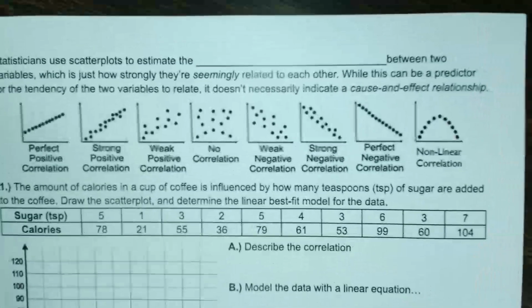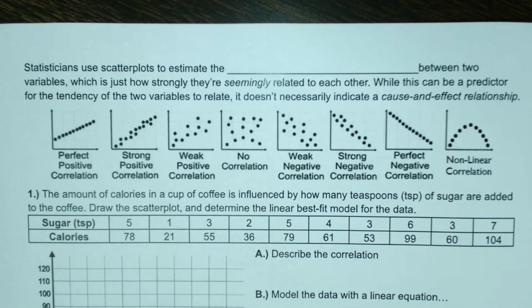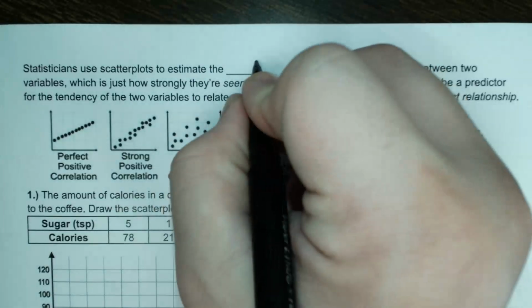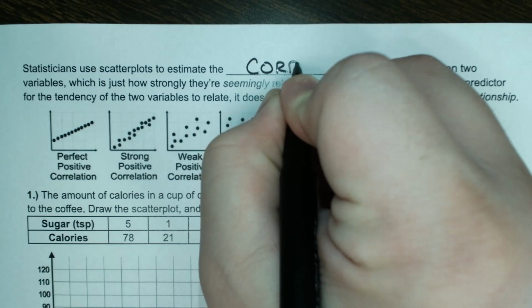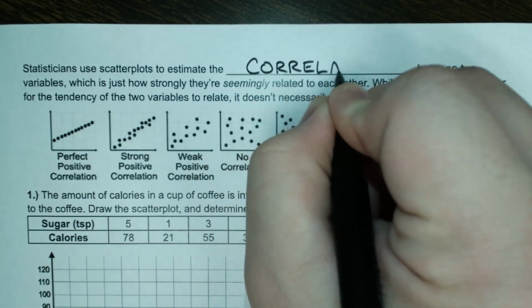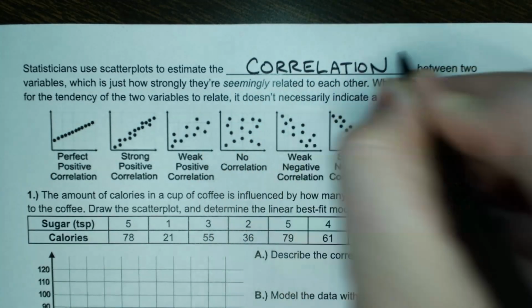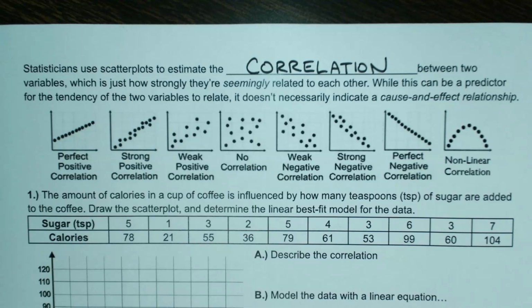Okay, on the back, we can use scatterplots to estimate what's called the correlation, C-O-R-R-E-L-A-T-I-O-N, between two variables, which is just how strongly they appear to be related to each other. So here are some examples of what scatter plots with different types of correlations look like.